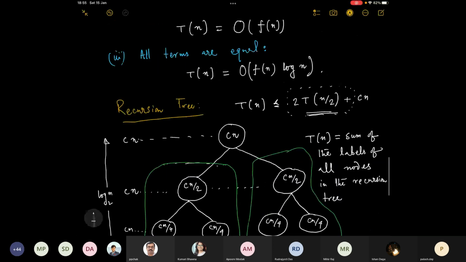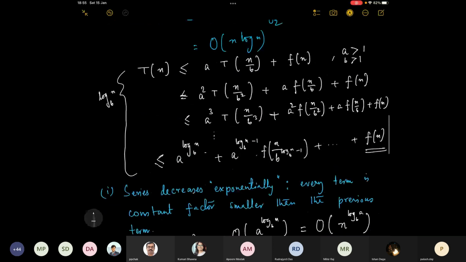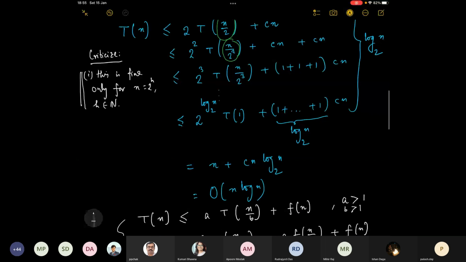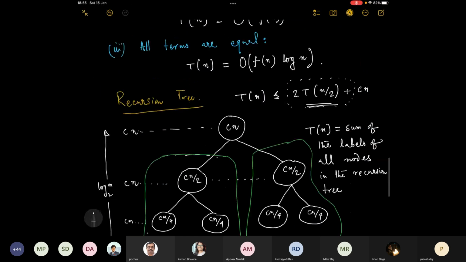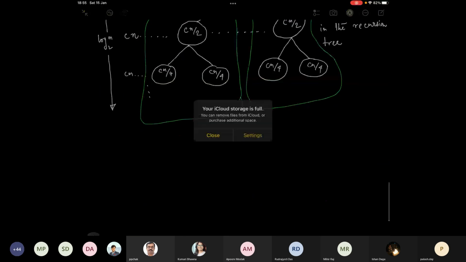If we read it carefully, maybe the number of terms here is log n minus 1, something like that. Don't believe my calculation. Never believe my calculation, especially these plus 1 and minus 1 things.